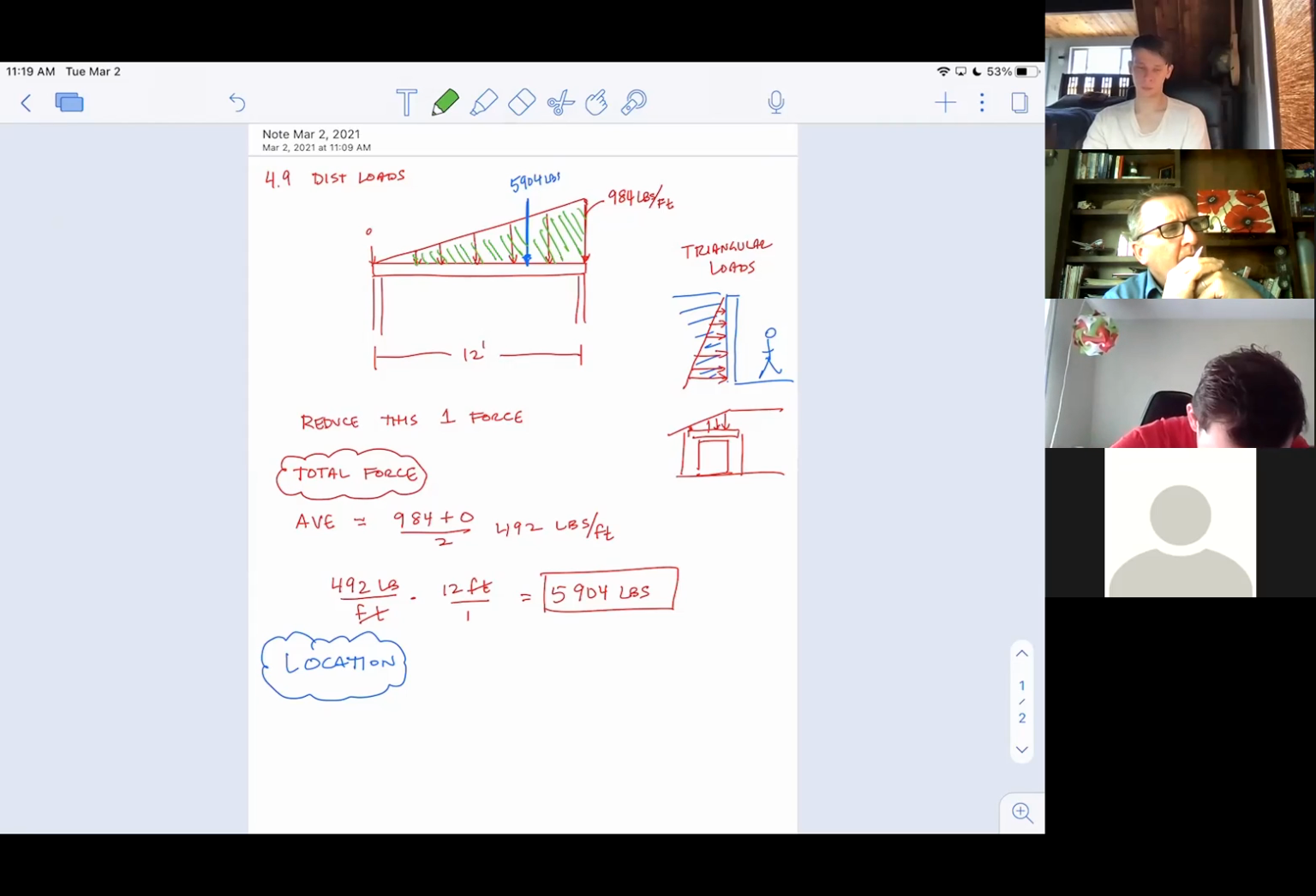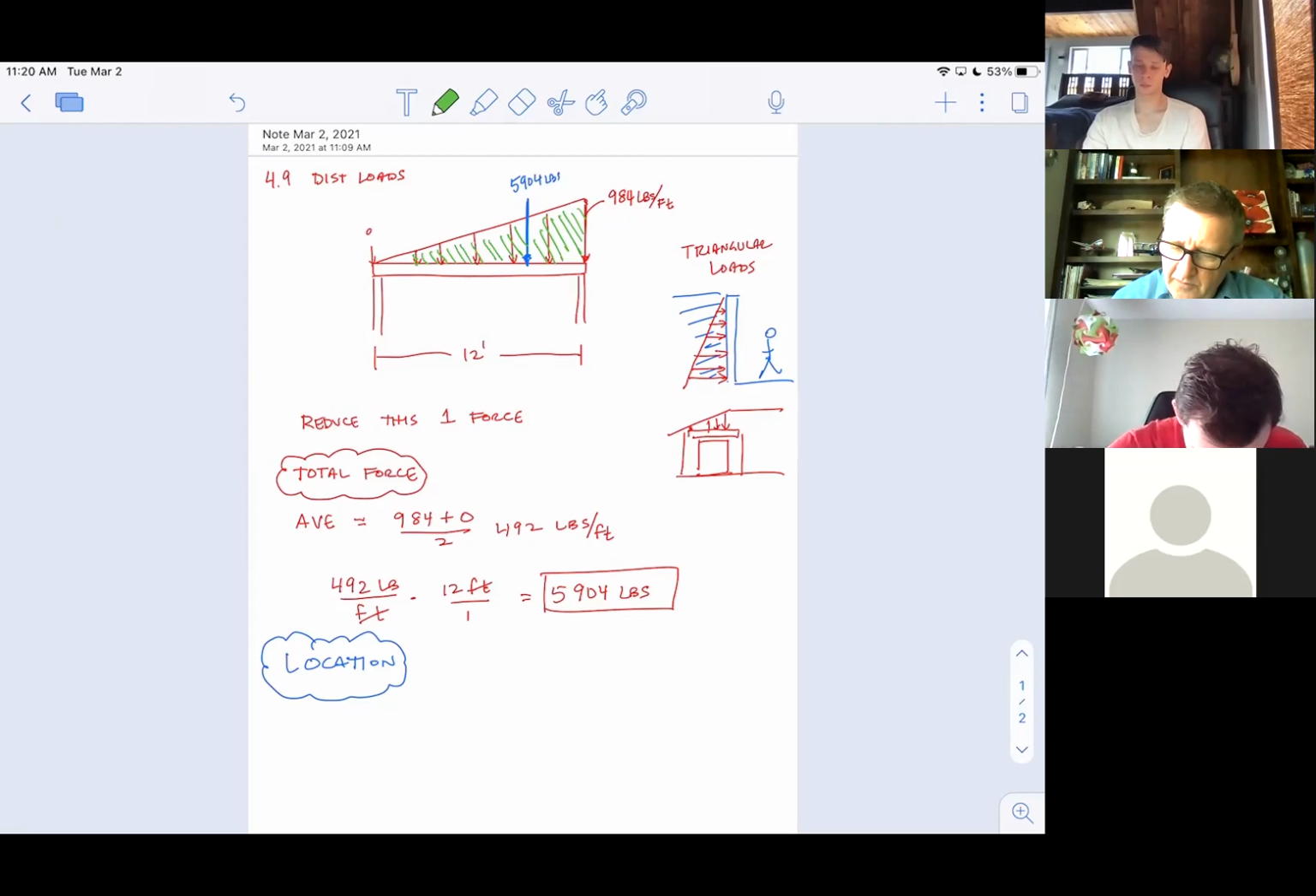Well, we know the total green area is 5,904. Does that make sense? That's the total area of the green shape, because that's what we reduced all this to. So that's the area, in a sense, the area of the green shape. It's the total force.